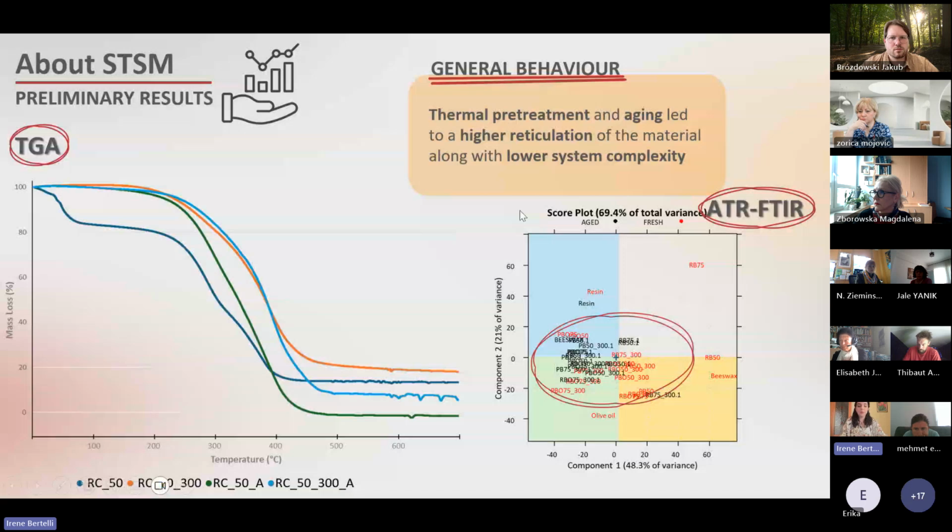I compared the results from TGA with those I obtained from the FTIR, and here I reported the graph of the principal component analysis. We can see all the samples together, and we can observe that the preheated and aged ones are collapsed to the center of the PCA. That means that, compared to the fresh samples and raw materials, they have lost the main spectral features. So this also means that they lost the characteristic chemical structure features of these materials.